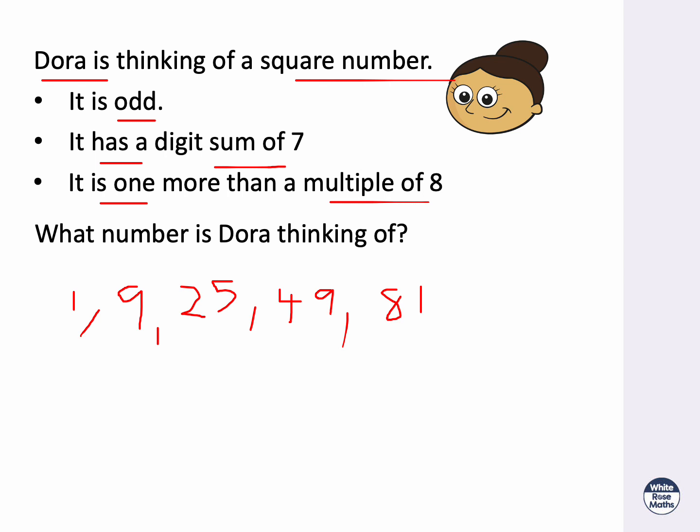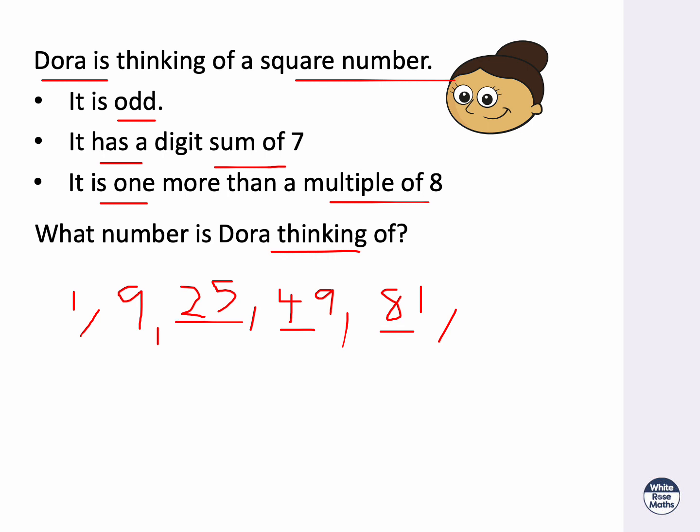Now the question here says it has a digit sum. So the sum of the digit or digits of 7. So let's start with one more, in case we're not sure. So it is odd, so it is either going to be this one or this one, but we are looking at the sum of 7. So the sum has to be equal to 7. Okay, so I've got the answer now.